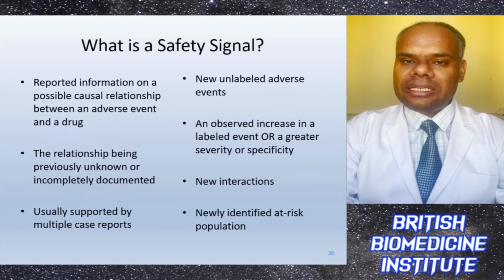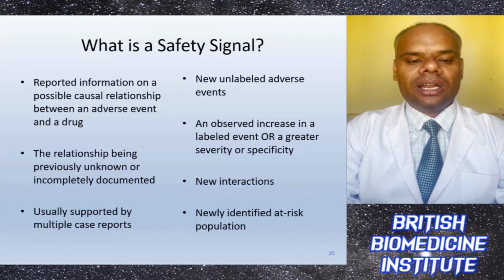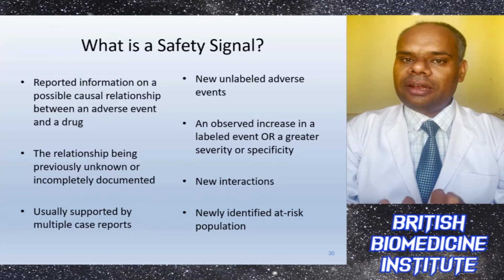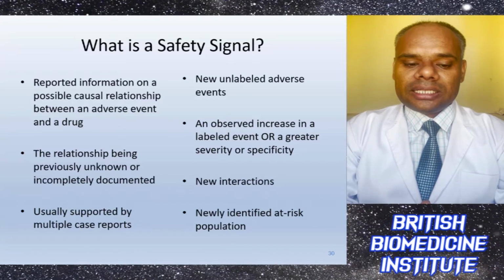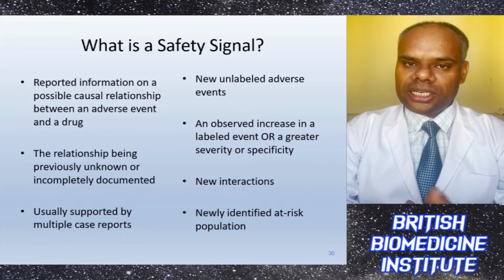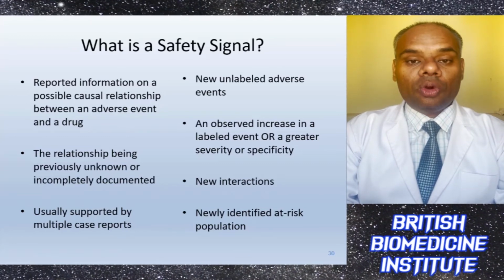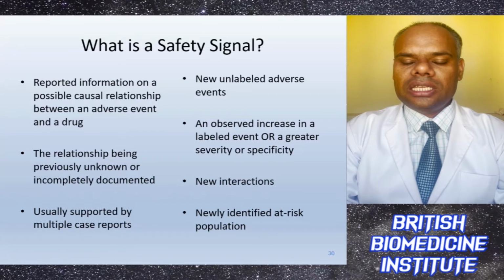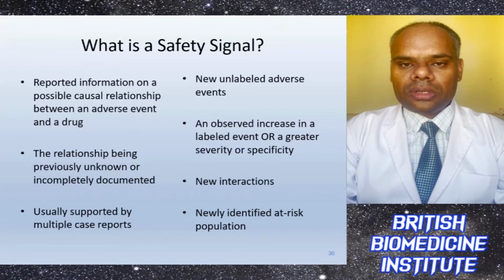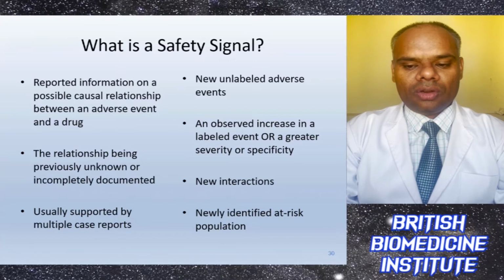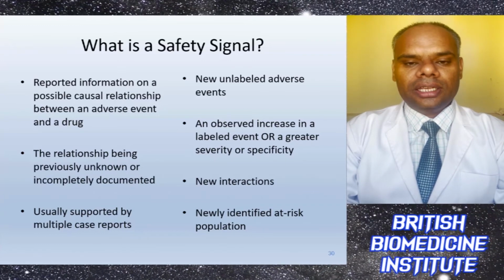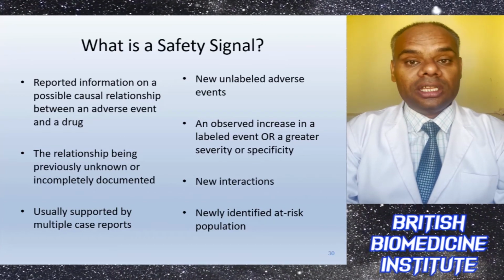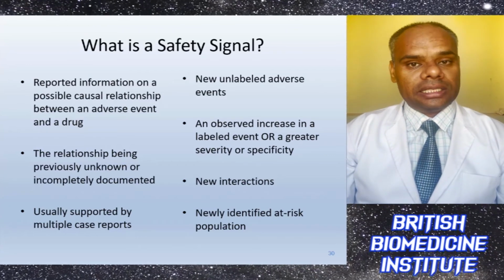Now comes the basic definition of safety signals. Basically, these are reported information on a possible causal relationship between an adverse event and a drug, the relationship being previously unknown or incompletely documented, and they usually are supported by multiple case reports. If there is a new unlabeled adverse event, then these can be identified. An observed increase in a labeled event, or a greater severity or specificity, can also help. New interactions and newly identified at-risk populations can also help in the identification of safety signals.